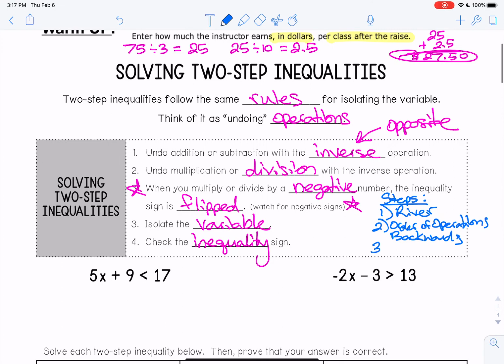And our third step is to do the opposite operation. So if in the problem it's adding, you're going to do the opposite and subtract. If it's multiplying, you'll do the opposite and divide, okay? And then if it's an inequality, you're going to be graphing it, okay? And last but not least, don't forget, once again, this is important, guys. If you multiply or divide by a negative with inequalities, you flip the sign.